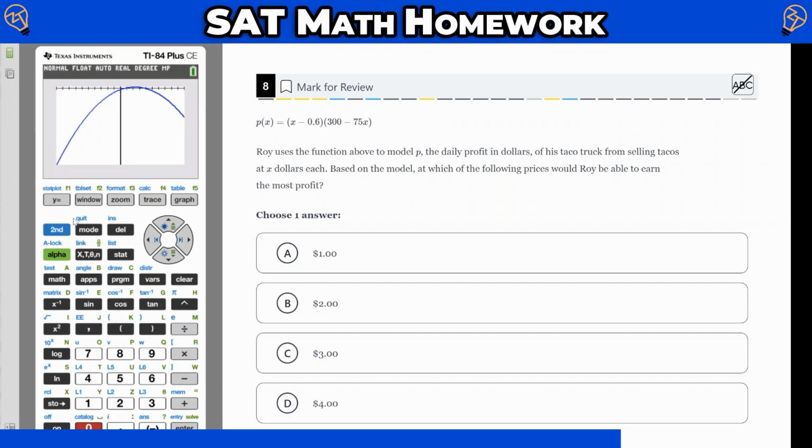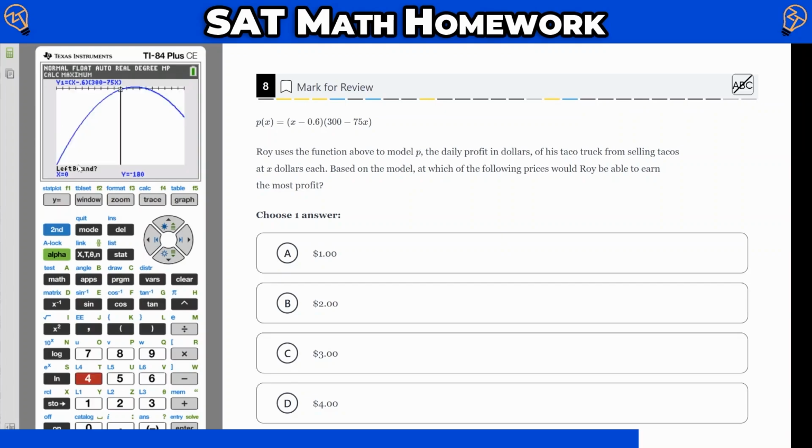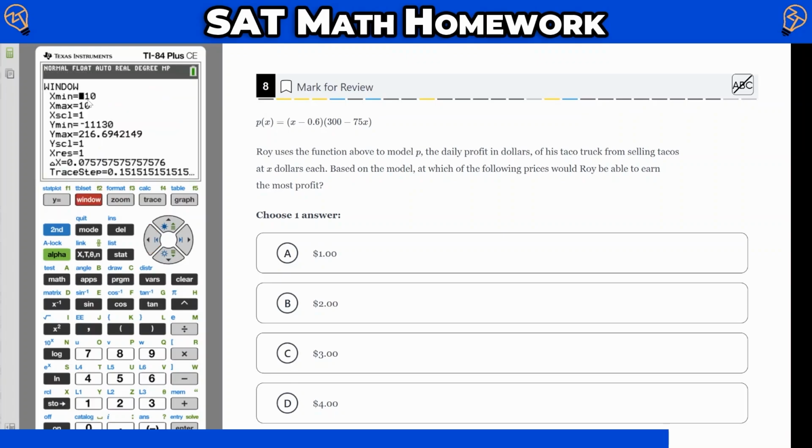So what I'm gonna do is choose second, calculate, and I wanna find the maximum. So I'll choose option number 4. And when it says left bound, I could scroll left and right to make sure I'm definitely in the direction I wanna be. I can see the maximums here, I'm definitely to the left. But if I notice by going to the window that we're going from -10 to 10 on the X, counting by ones, notice the Y scale is kind of funky. It's from -11,000 to 216, counting by ones.